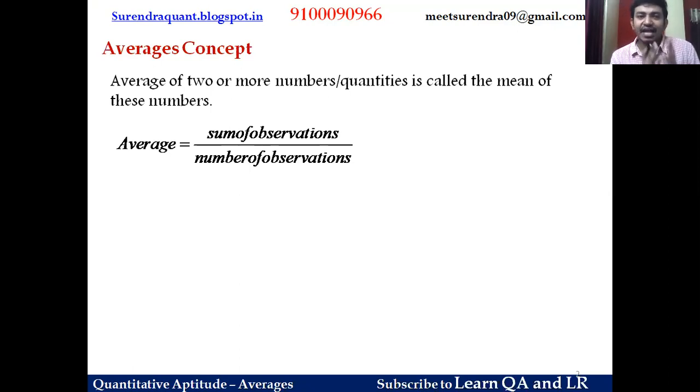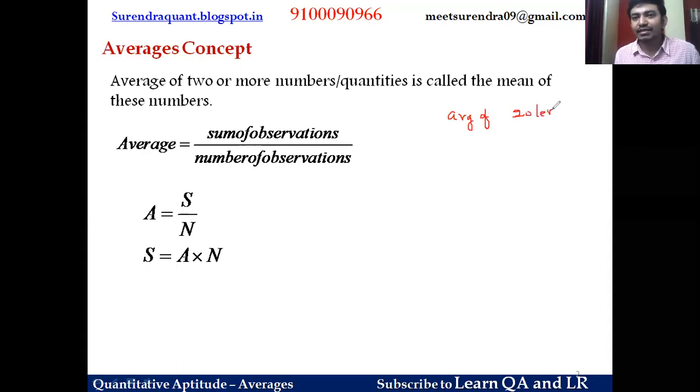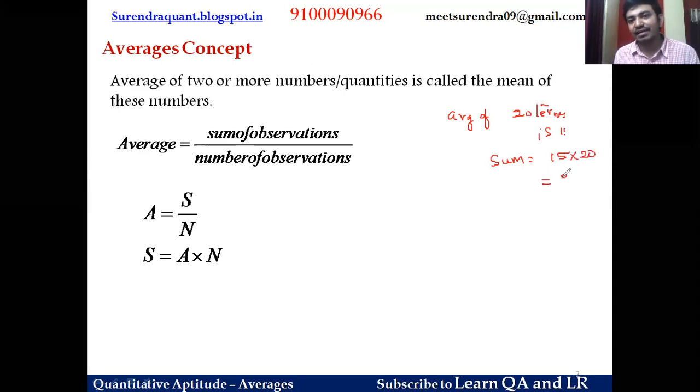Now we will denote average as A, the sum of observations with the letter S, and the number of observations with the letter N. If you want to get the sum of observations, multiply the average with the number of observations. So sum of terms equals average into number of observations. Let's say the average of 20 terms is 15. Then how do you get the sum? The sum equals average into number of terms, so simply we can say 300.